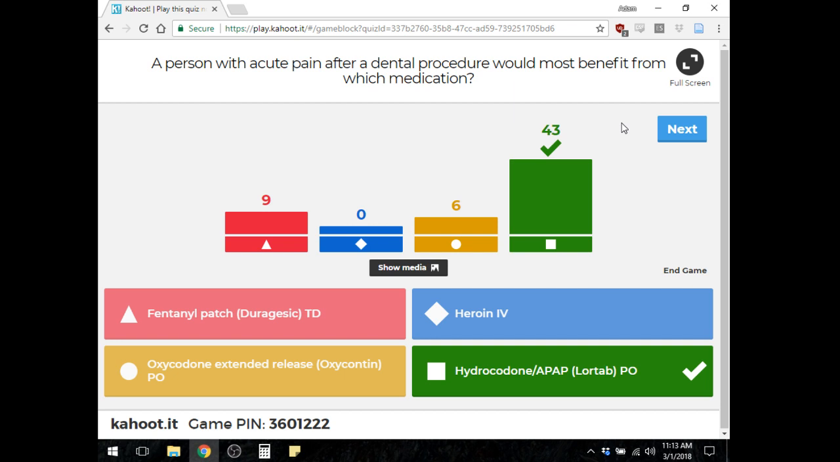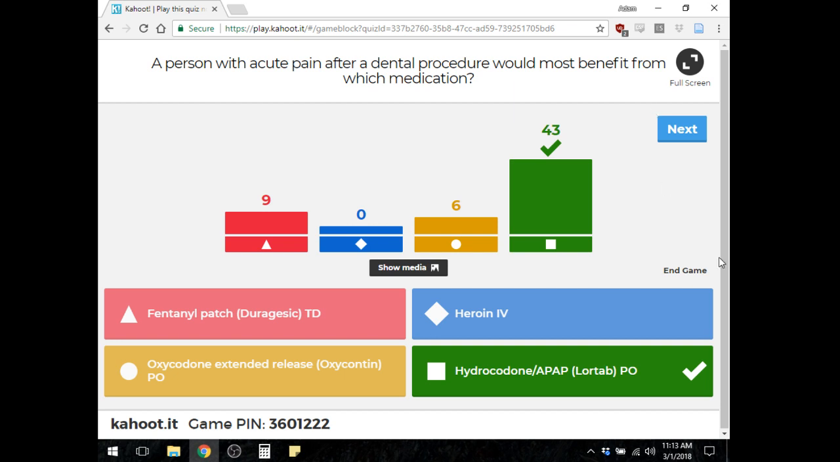Fentanyl patch, why would that be incorrect? It takes a while, over 24 hours, for it to really start to kick in. So if I'm having acute dental pain right now, not going to be a good option for me. Similarly, why not oxycodone extended release? Too long acting. Certainly it could work, but it's not really going to be good for those kind of acute bouts of pain. This is more suited for chronic pain patients, chronic low back pain, chronic whatever pain. That's going to be better for the long-acting forms. They're having baseline pain throughout the day. This is for someone who's going to have intermittent pain. Otherwise, you're going to over medicate them and see side effects.